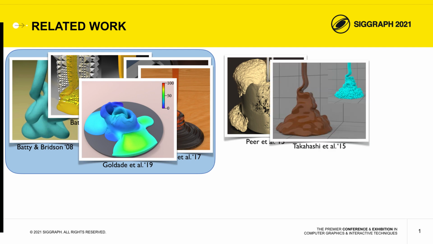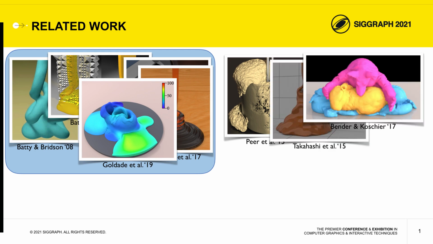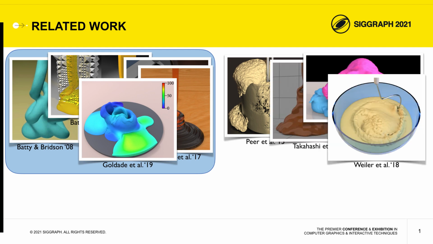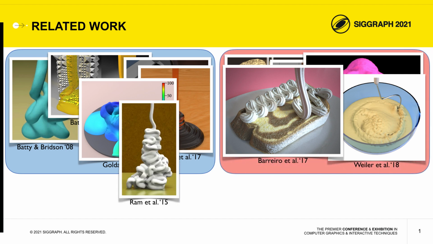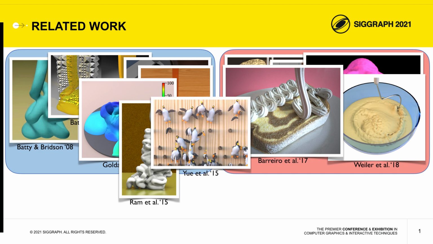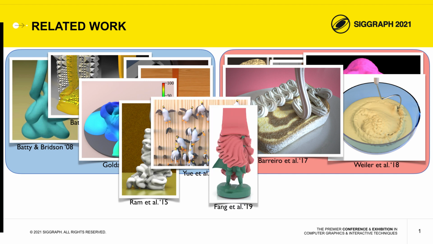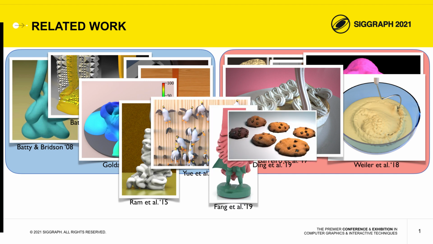Similarly, the works of Pierre et al., Takahashi et al., Bender and Koschier, Weiler et al., and Barreiro et al. fall into the category of particle methods. Finally, there is the class of hybrid particle grid methods, which include works such as Ram et al., Yu et al., Fang et al., and Ding et al.